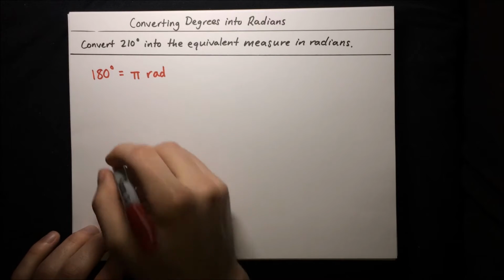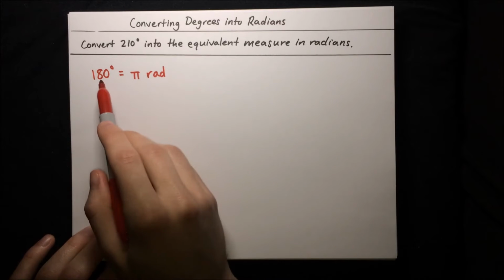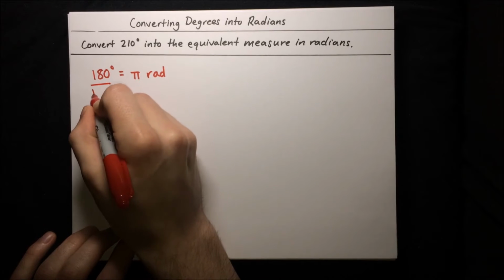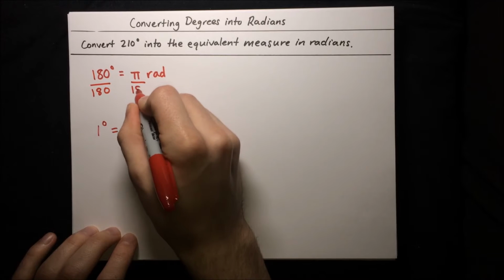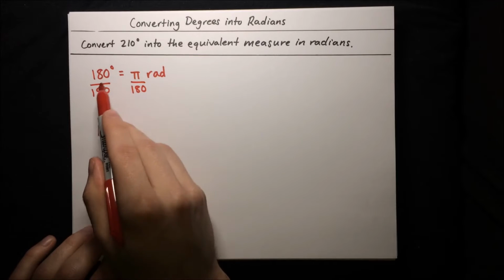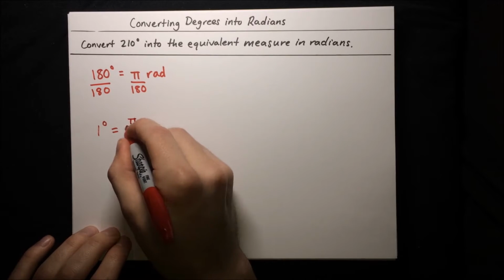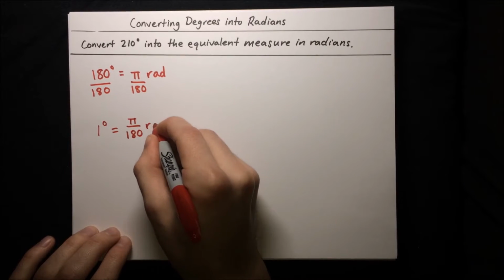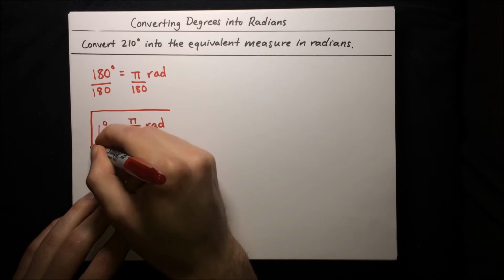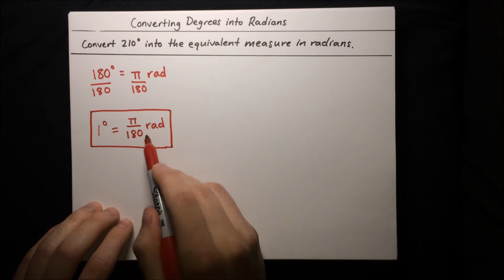So what if we want to figure out what 1 degree is in radians? Well, we can start out with this formula here, 180 degrees equals pi radians, and why don't we just go ahead and divide both sides by 180. So 180 degrees divided by 180 just gives us 1 degree, because 180 over 180 is just 1. And then on the right-hand side, we've just got pi over 180 radians. This is really important. This is going to be our conversion factor here. Every degree is worth pi over 180 radians.